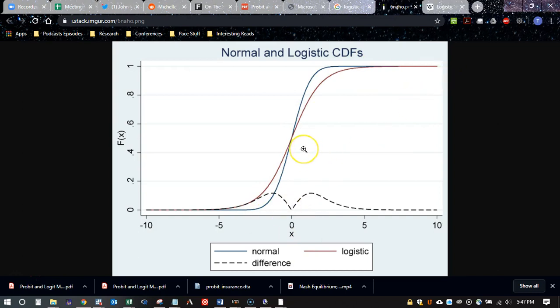Specifically, the logistic CDF, again the red one, has heavier tails. So in a way, what the logistic CDF does is allow for greater potential variance around the mean, which from a regression standpoint may mean that the logistic CDF is more robust than the normal CDF. So oftentimes when you run Probit and Logits, you check both, with the understanding that the Logit is slightly more robust from a statistical perspective than the Probit model.